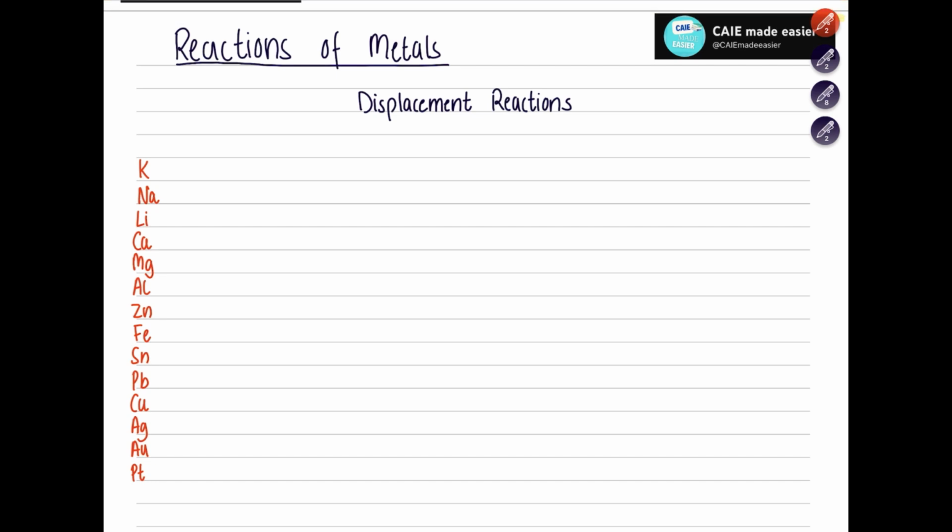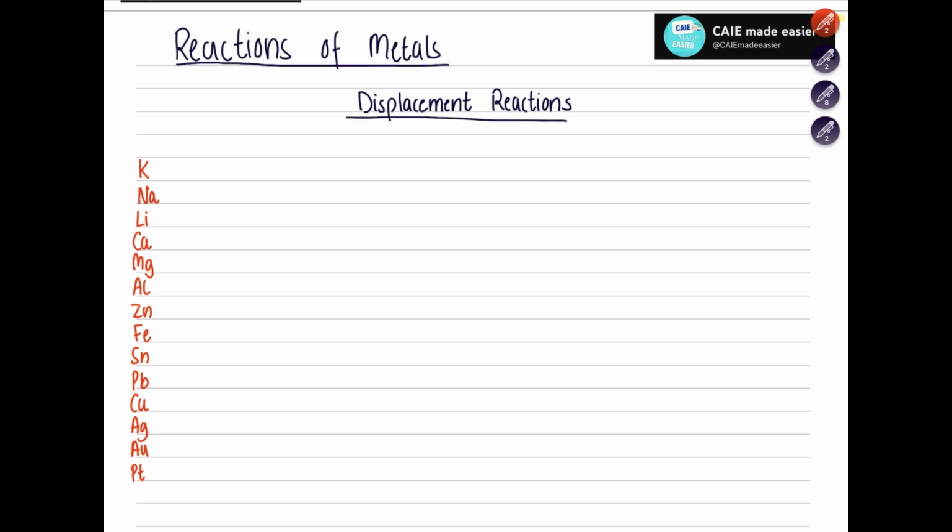Now we'll discuss the last part of this video, which is the displacement reaction. This is very important, but it's very easy. In a displacement reaction, this is the reactivity series, right? The metals on the top are more reactive compared to the metals on the bottom. So the more reactive metal is going to replace the less reactive metal in our reaction. Okay, let's understand this with an example.